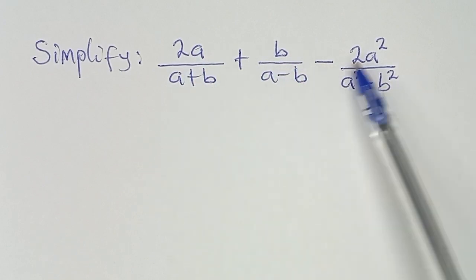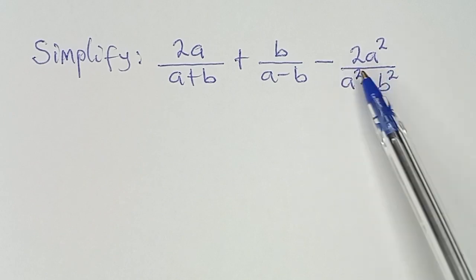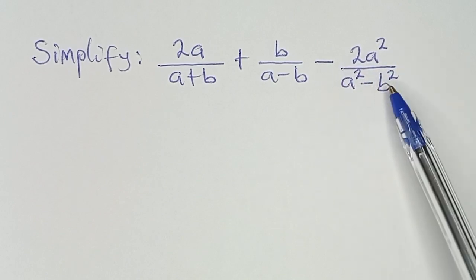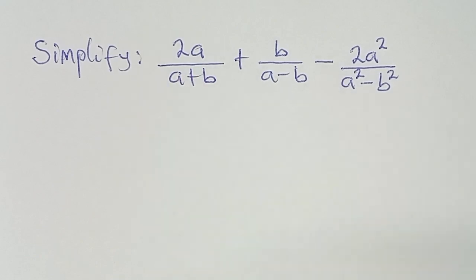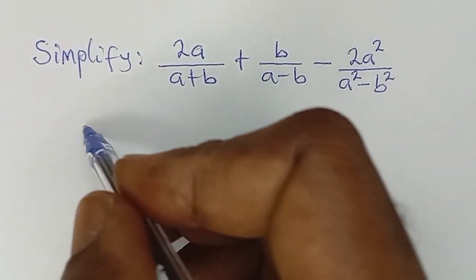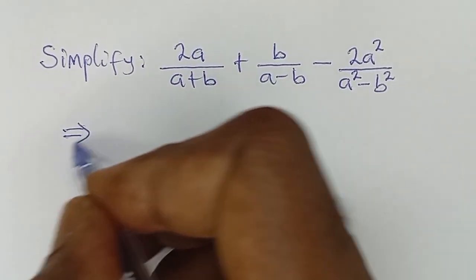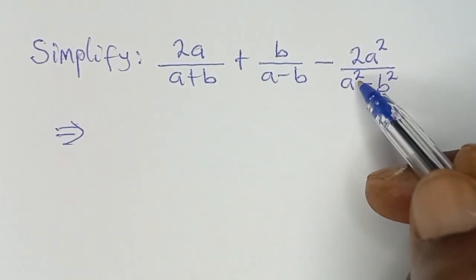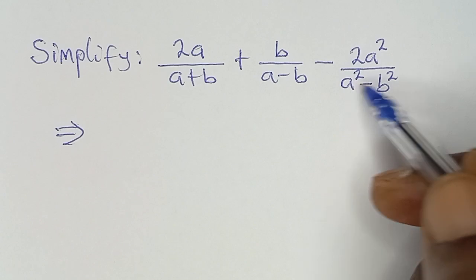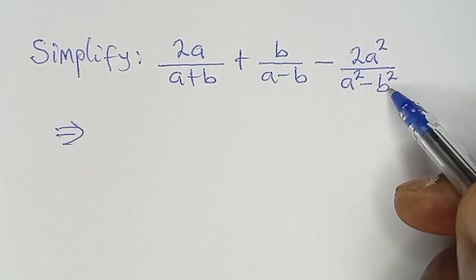The question here says simplify 2a over a plus b, over a minus b, minus 2a square all over a square minus b square. Now, for us to simplify this, the first thing we have to look at is how we can factor this part, this denominator here, which is a square minus b square. So this is a difference of two squares.